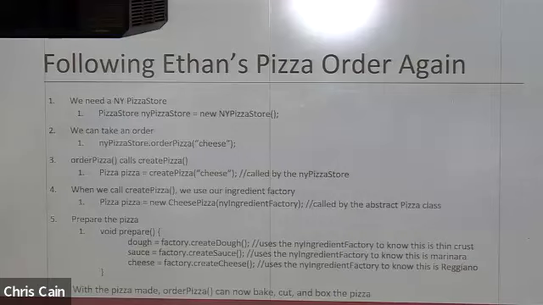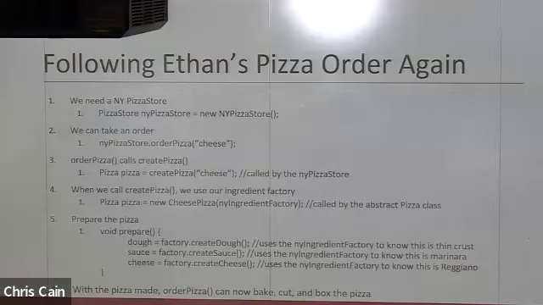Finally, with all of that done, we go back to order pizza. So create pizza is done. It's returned to this pizza object. That is a New York style cheese pizza that adheres to the New York style ingredient factory that produced all the ingredients for the New York style cheese pizza.